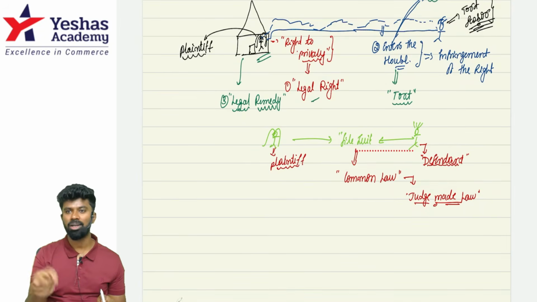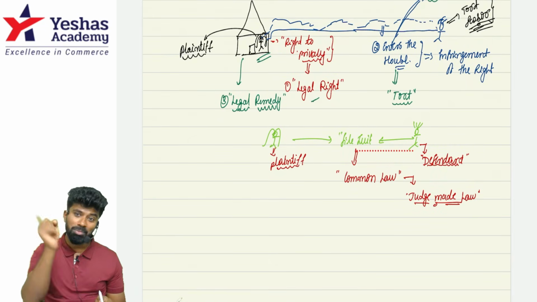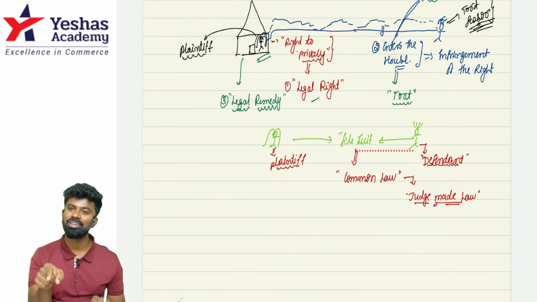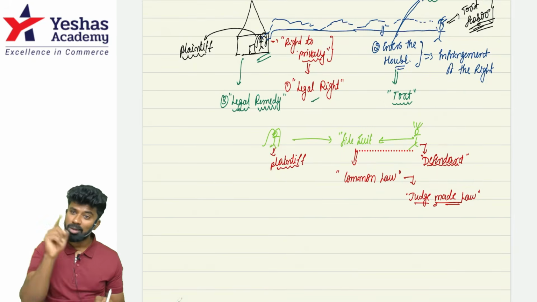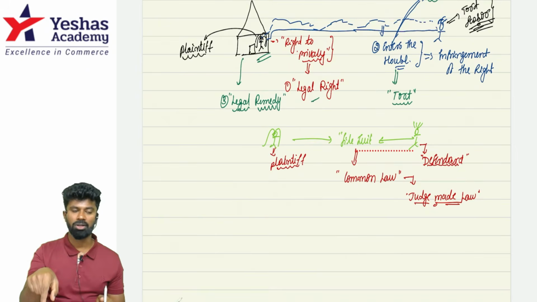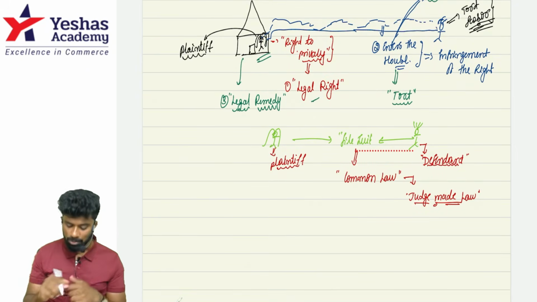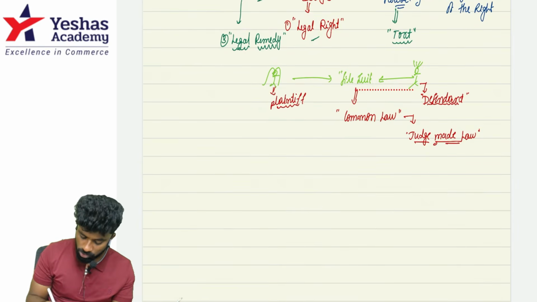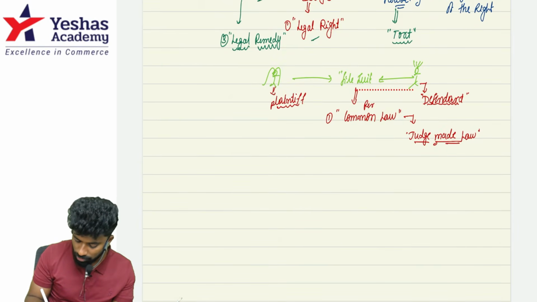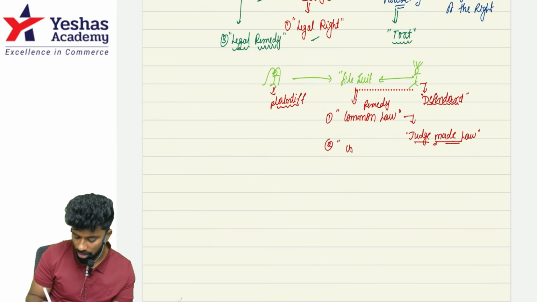Clear? So tort is a civil wrong, where the remedy is in the common law, not in the codified law. The remedy in common law is a suit for unliquidated damages. So where does the remedy lie? In common law. And the one more remedy is unliquidated damages.